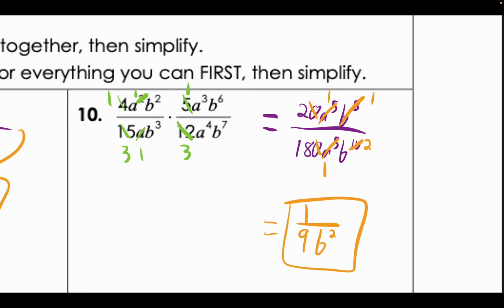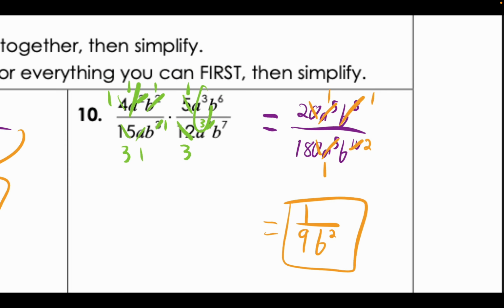I do a similar thing with the b's here, where b to the second becomes 1, and b to the third becomes b to the first. So notice I cross out the entire b here, but not the entire b there. Or you could choose to rewrite it as b to the first there. Either way is fine. Whatever makes most sense to you. And then with the next fraction, I still have an a to the first here and a to the fourth. So I'm going to reduce that. A to the first would now become 1, and a to the fourth becomes a to the third.